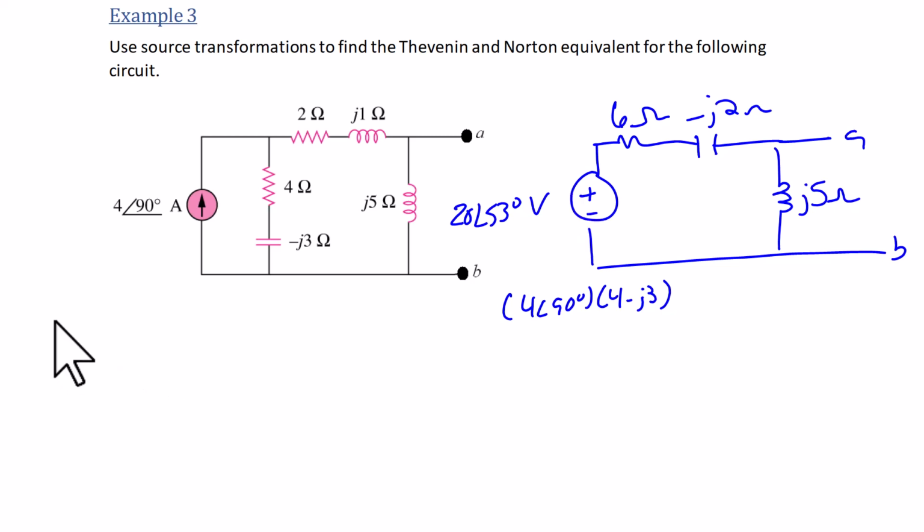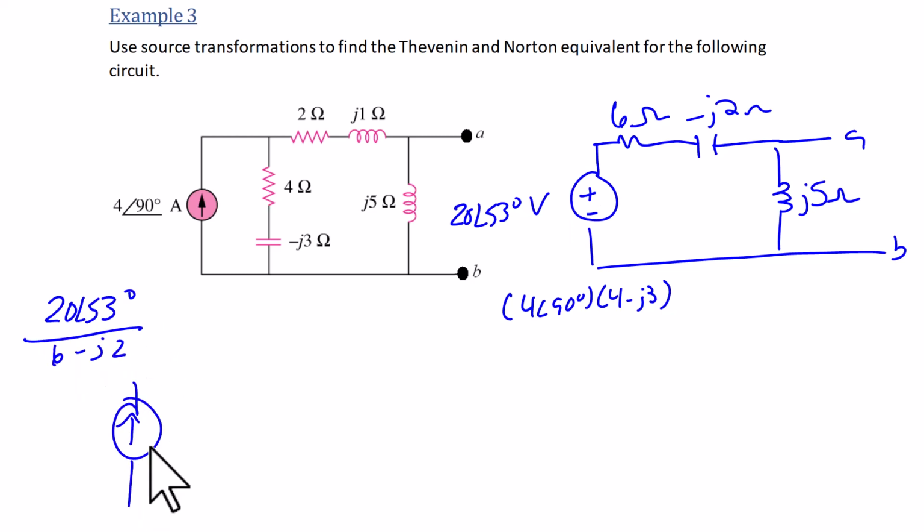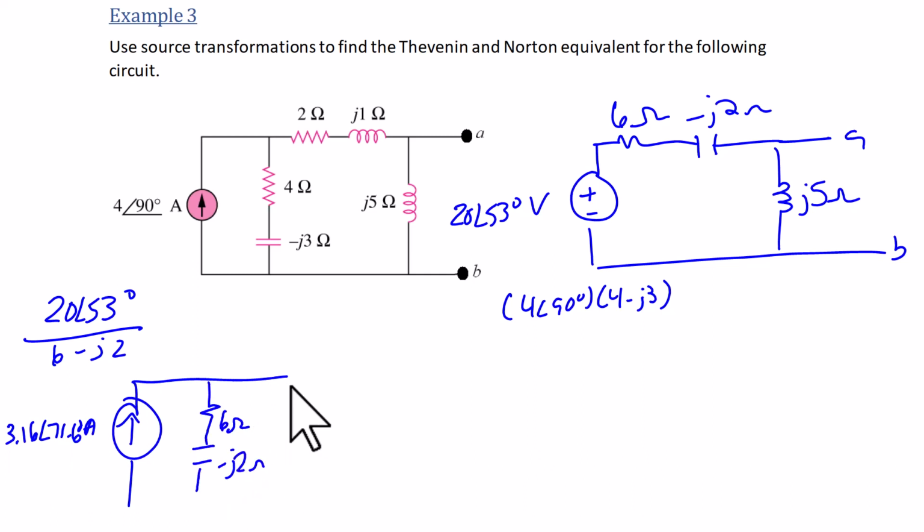Then we're going to do another source transformation to get a current source in parallel with an impedance. So 20 angle 53 divided by 6 minus j2 gets a current source of 3.16 with an angle of 71.6 degrees, in parallel with 6 minus j2 ohms, in parallel with j5 ohms.